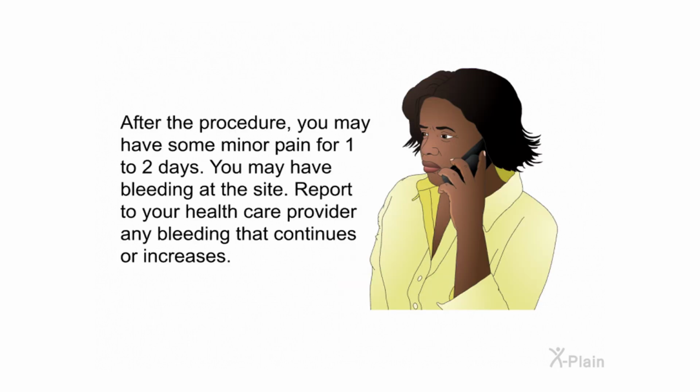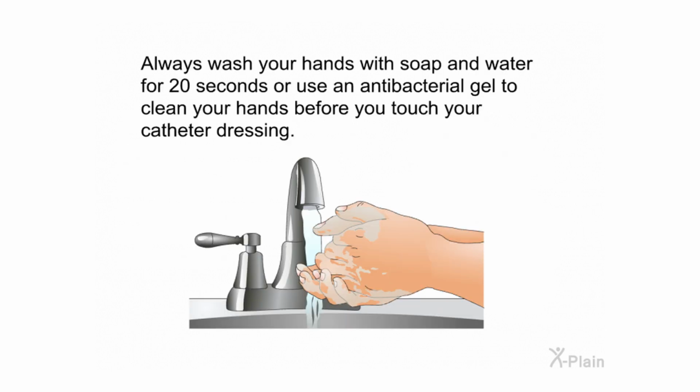After the procedure, you may have some minor pain for 1 to 2 days. You may have bleeding at the site. Report to your healthcare provider any bleeding that continues or increases. Always wash your hands with soap and water for 20 seconds or use an antibacterial gel to clean your hands before you touch your catheter dressing.